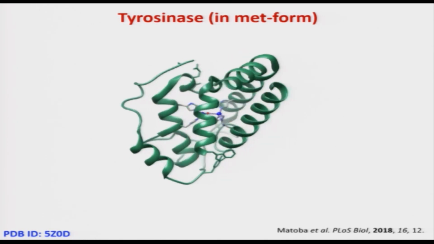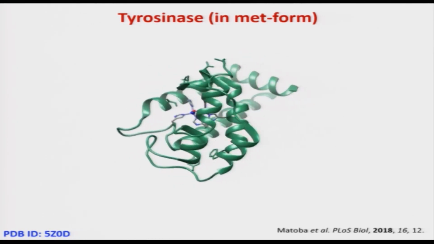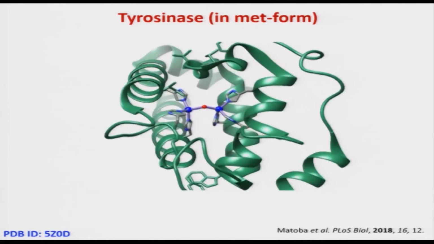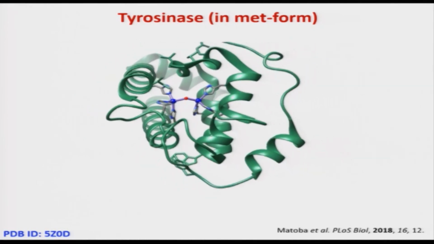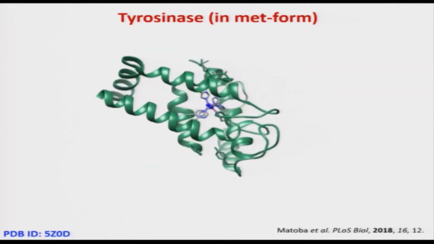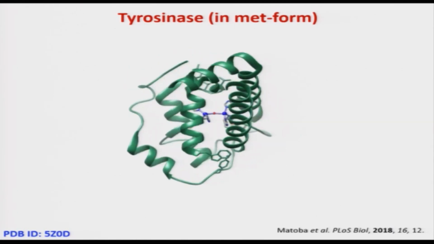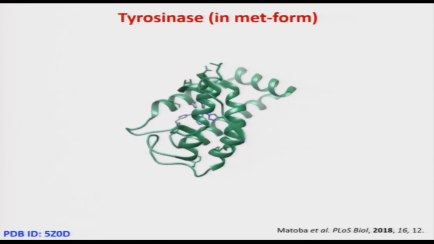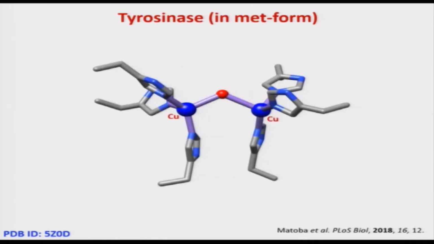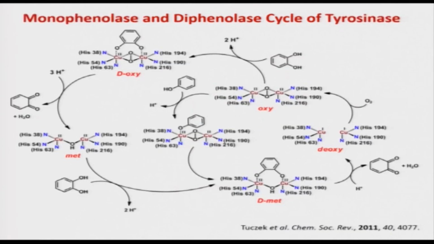Now, tyrosinase in the met form is also shown over here. The X-ray structure is displayed, and as you can see, the dicopper unit is sitting inside the huge protein chains. If you remove this protein chain, you will see the dicopper unit very clearly, bridged by the hydroxo group. Now, I will show how tyrosinase converts monophenol to diphenol and then quinone.